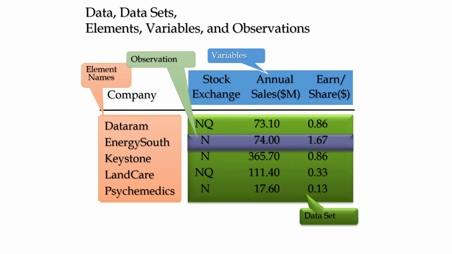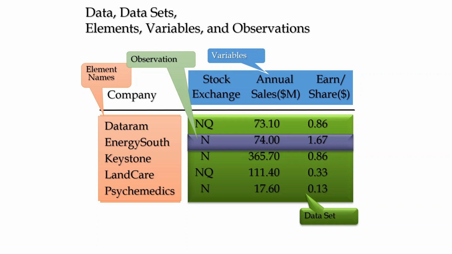However, remember the data set is the data we collect for a study. When you work on a study, marketing research or business research, you always have characteristics of interest you want to know. So for instance, here for each company, we care about what kind of stock exchange they are on, the annual sales, and the earnings per share. Those three categories listed in the first row, stock exchange, annual sales, and earnings per share, we use to characterize each element. Each element has so many characteristics, but we only care about these three.